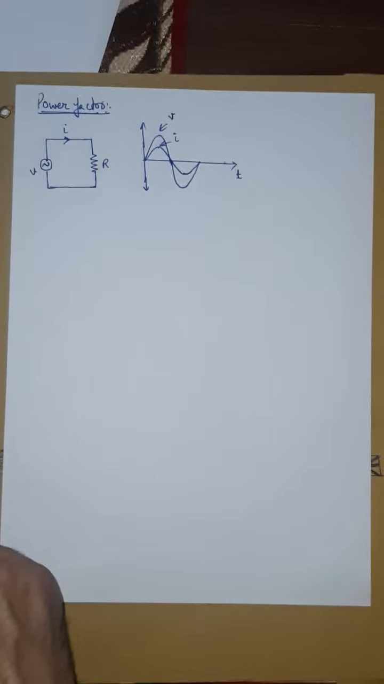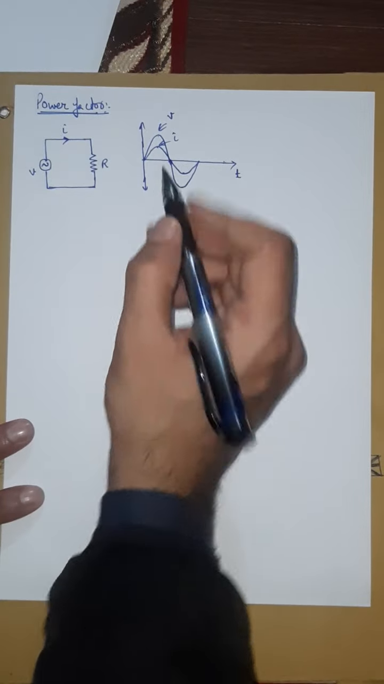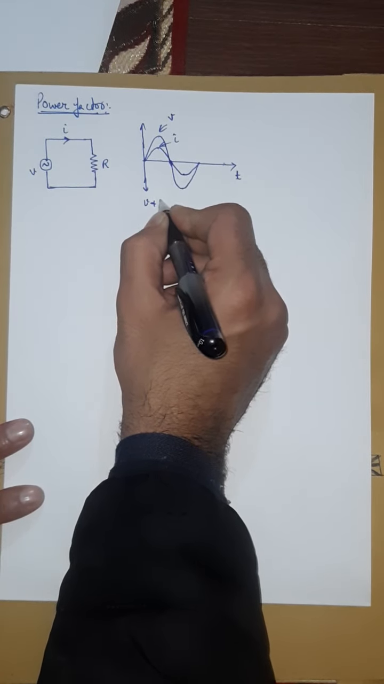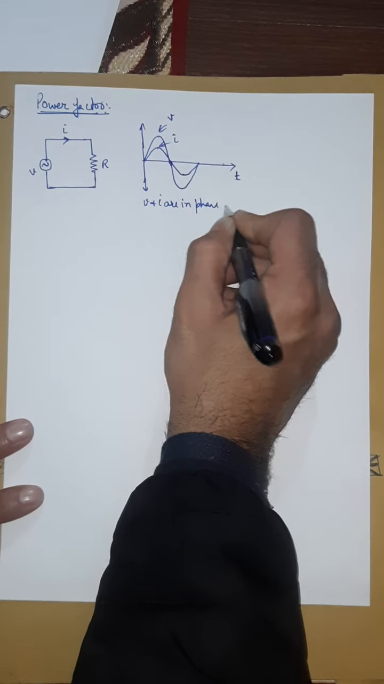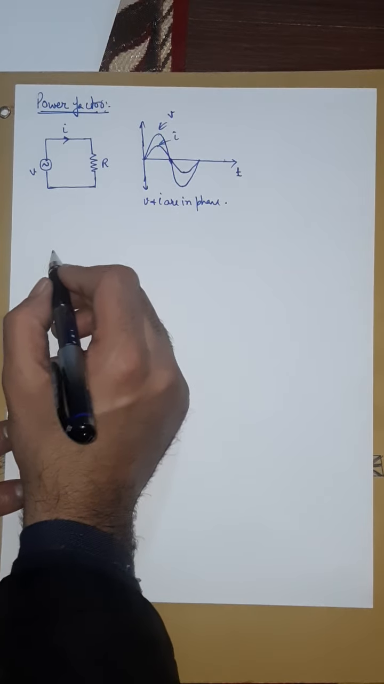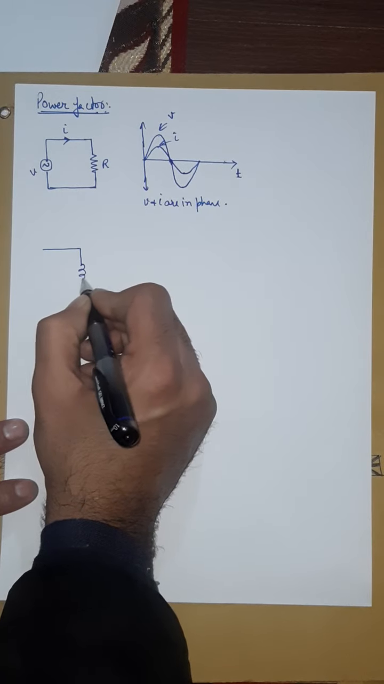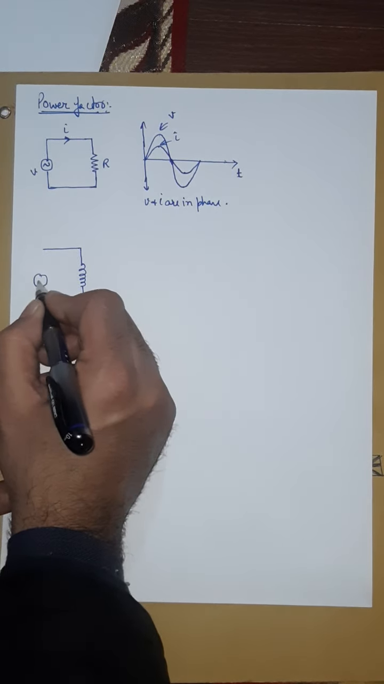So for a purely resistive load, voltage and current are in phase. Got it? Next, let us see the purely inductive load. I am taking pure cases. Purely inductive load means the resistance of the wire here is 0.